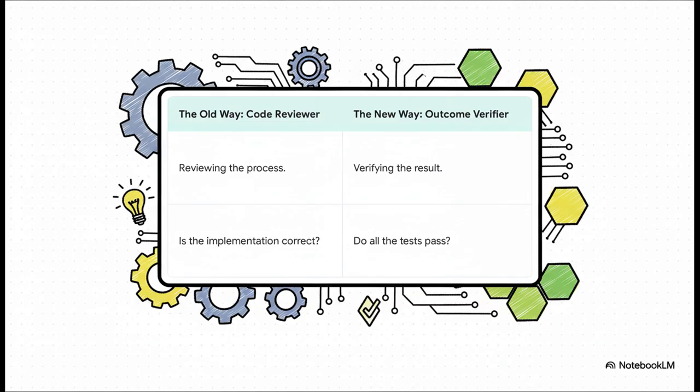But the new way, the much more effective way, is to be an outcome verifier. You stop asking, hey, is every line of this code correct? And you start asking, does the app actually work the way it's supposed to? Do all the tests pass? You see the difference? You're operating at a much higher level.